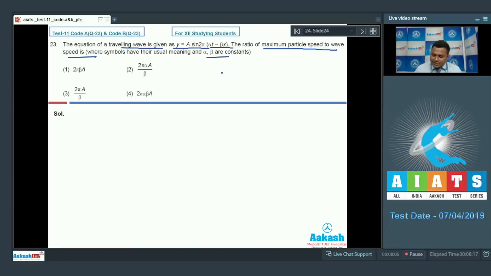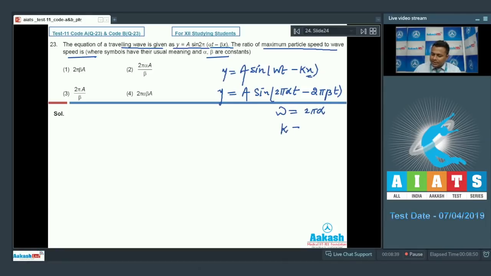Now we know the equation of a plane progressive wave, which is given as y equals a sine omega t minus kx, where the wave is propagating toward the positive x direction. Comparing it, we get the given wave is a sine 2 pi alpha t minus 2 pi beta x. So from here omega is 2 pi alpha and k is 2 pi beta.